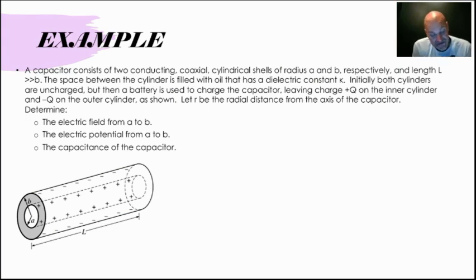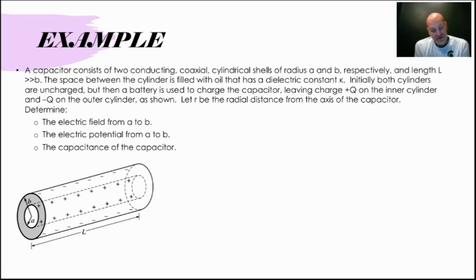So here you have a capacitor consisting of 2 conducting coaxial cylindrical shells of radius A and B, respectively. And so these are shells, right? And they tell you that L is much greater. That's a double greater than sign, meaning much, much greater than. The reason they say much, much greater is so you don't have the effects of the edges. Then it's filled with oil that has a dielectric constant of kappa.